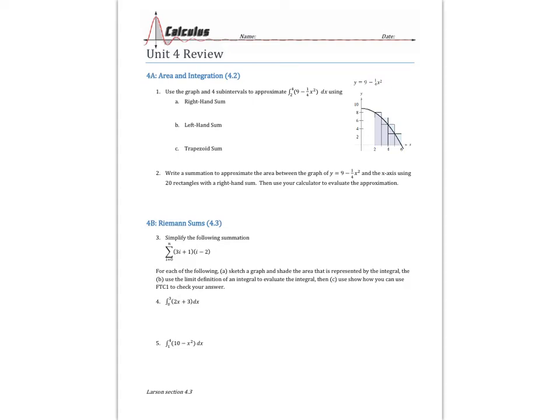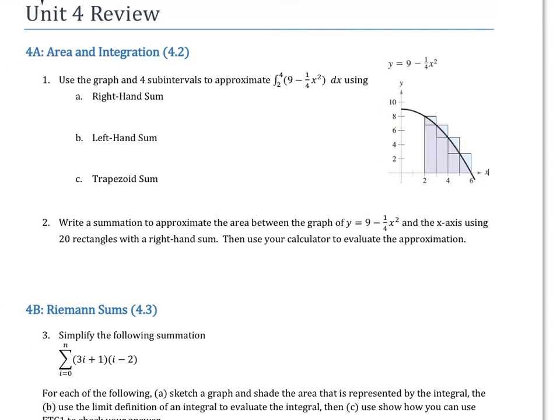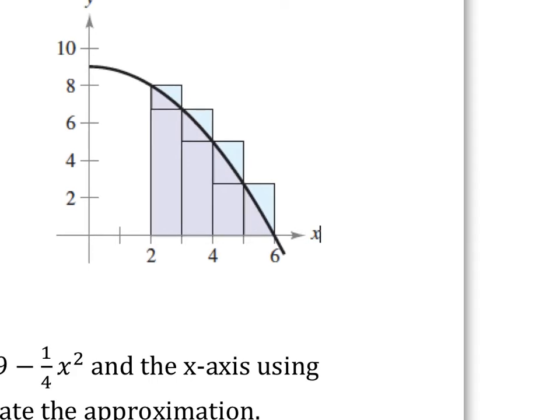All right, let's review some integrals. So we learned that an integral is the area under a curve. Here we have a curve, and the function is 9 minus 1/4 x squared. We want to find the right-hand sum. That would be finding the sum at these points here. Right-hand sum means we're using the right hand of each of these.